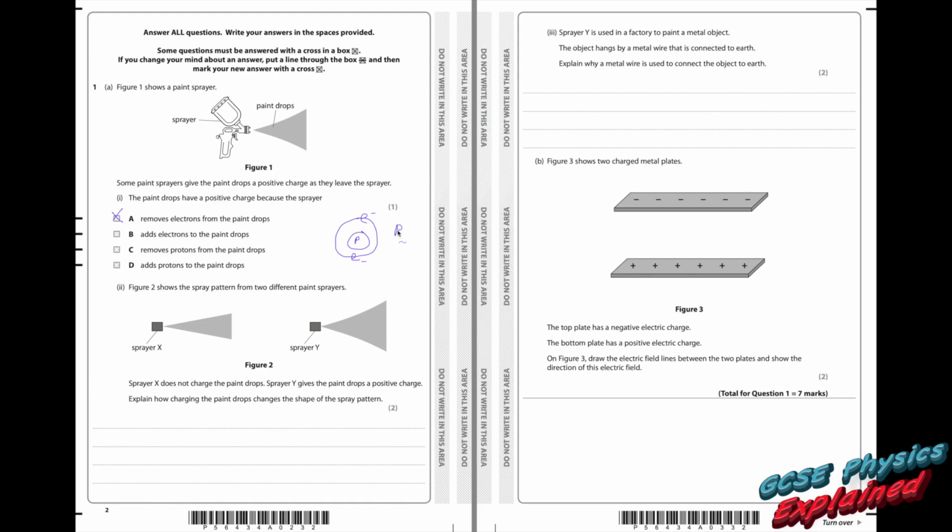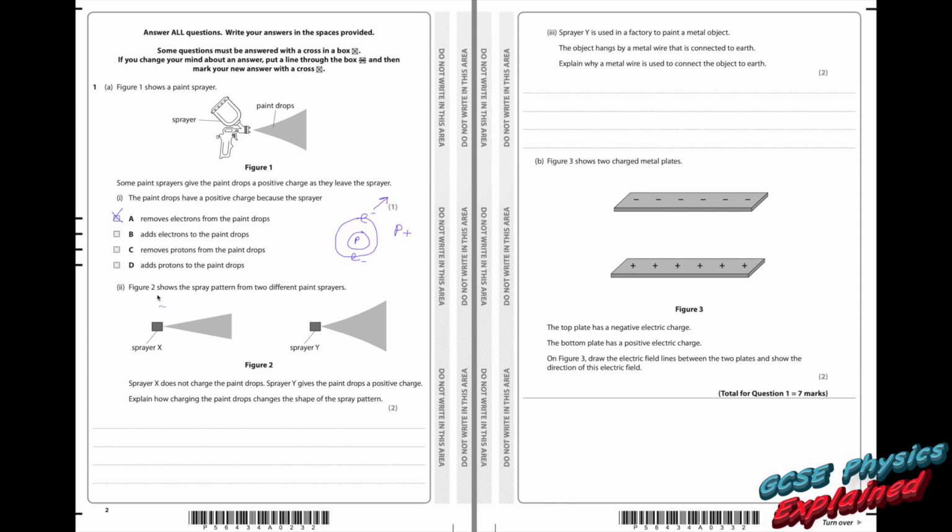They say, oh well, the protons are positive, so if the paint has become positive, then it must be because it's added protons. I can see where you're coming from, but now that you know that the protons are kept in the nucleus in the middle and you can't get to them, then you know that that's wrong. So if something's positive, it's because the electrons have left.